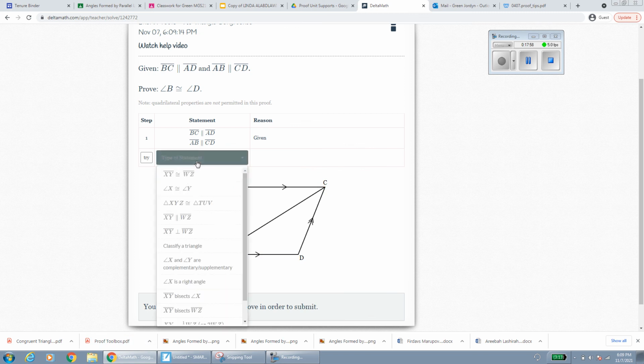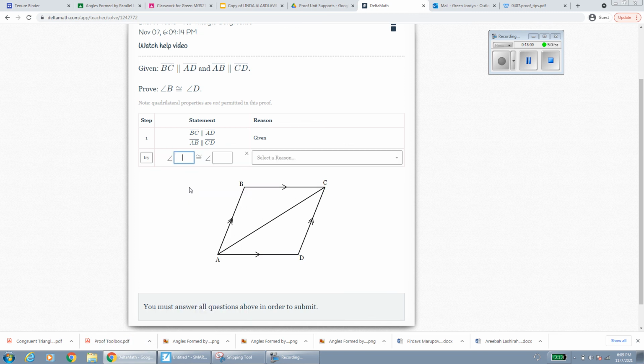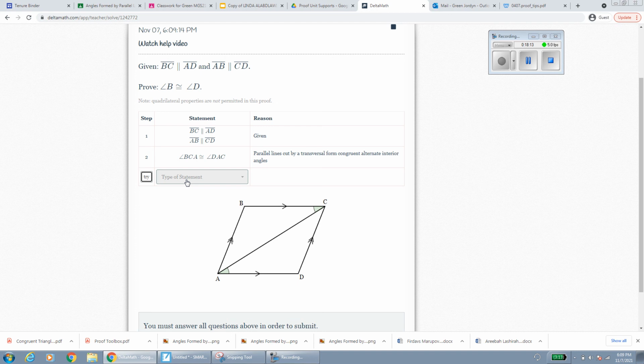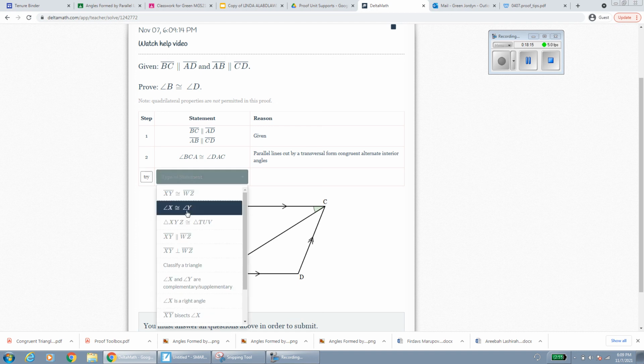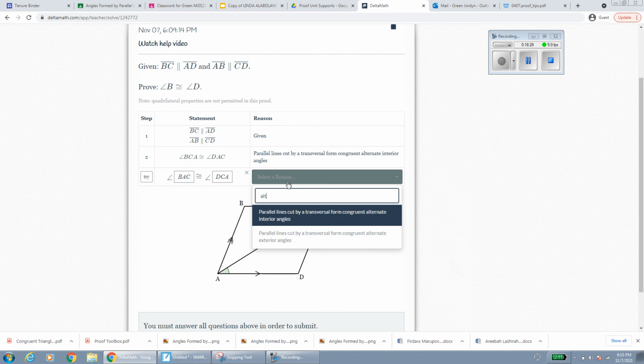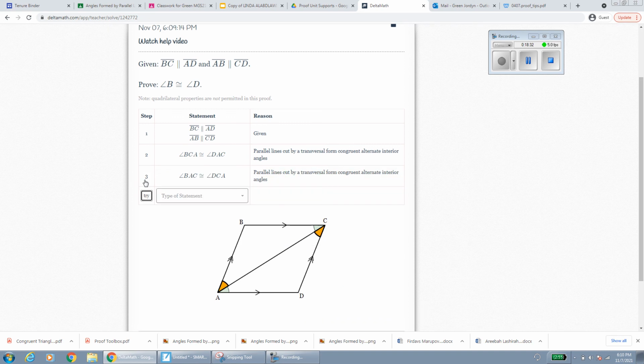Okay, so that's angle BCA and angle DAC. And that was because they were alternate interior angles. Okay, now we have the other pair of parallel lines and the alternate interior angles that they create. So that's angle BAC and angle DCA. And that's again because they're alternate interior angles.